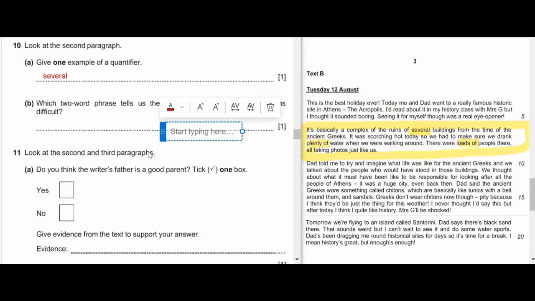Let's move on to question 10b: which two word phrase tells us that the writer found the weather conditions difficult? Still in the second paragraph, skim it.